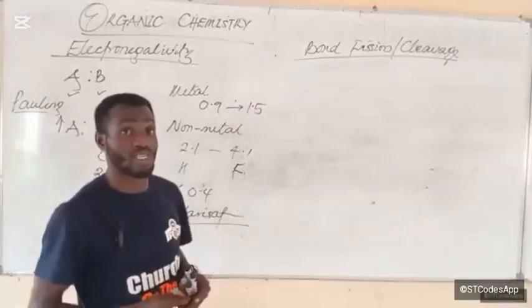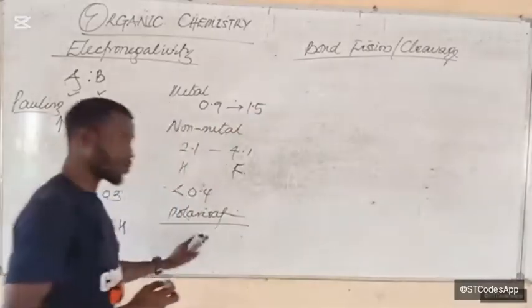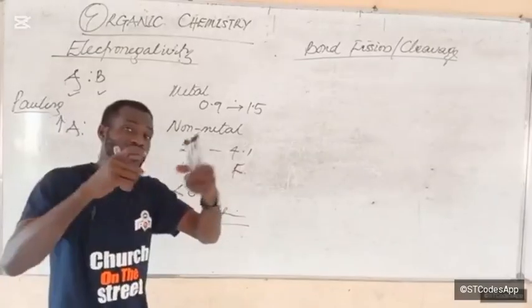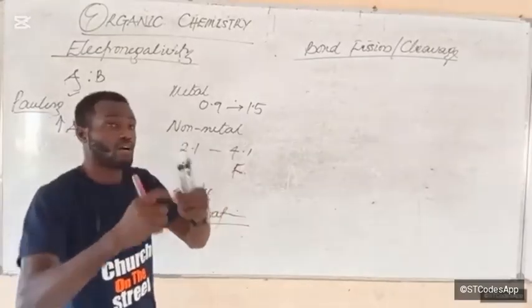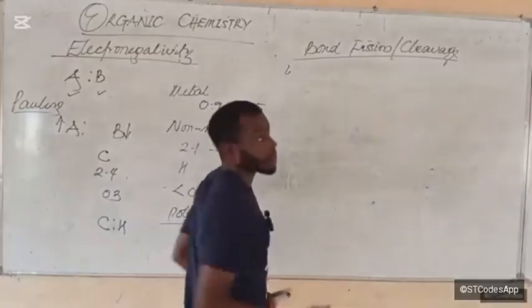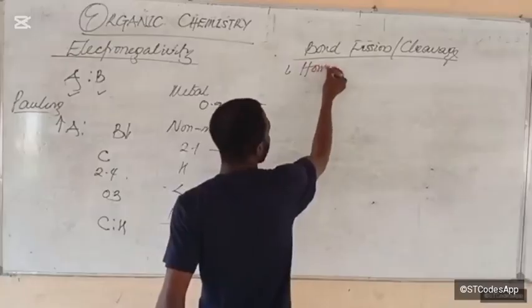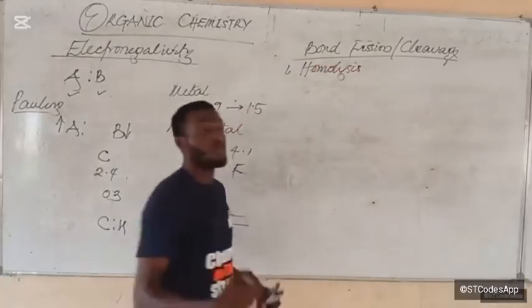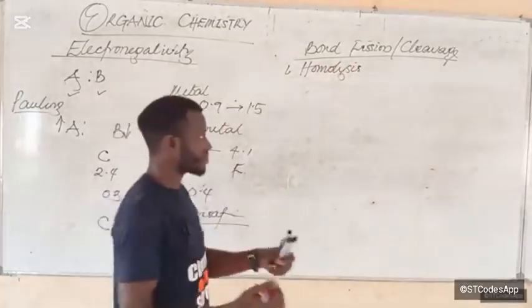There are 2 types of fission that might occur. Now, this polarization also occurs because of differences in electronegativity values of the atoms forming a compound. Okay, so the first type of bond fission we have is what we call homolysis, or homolytic fission.